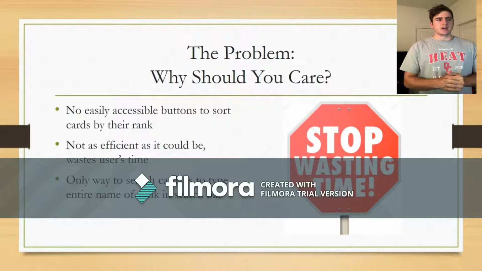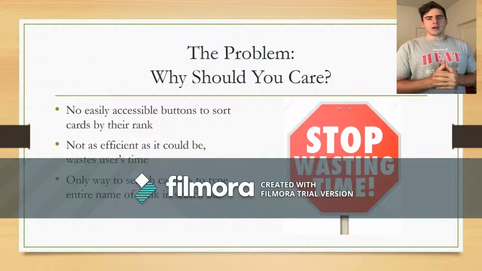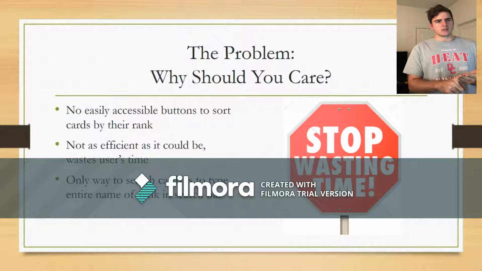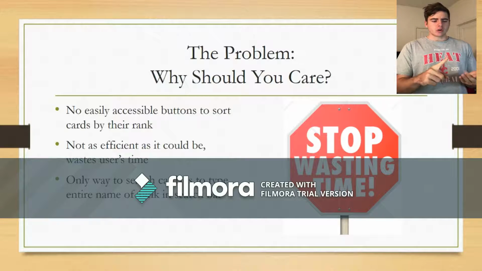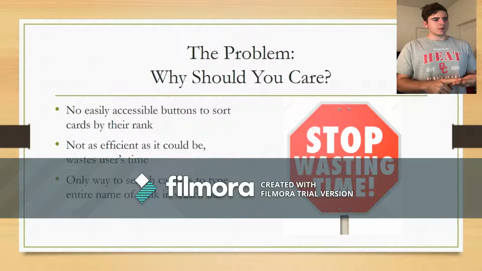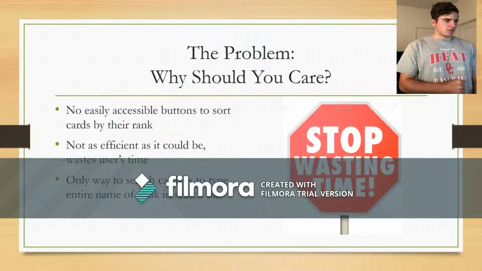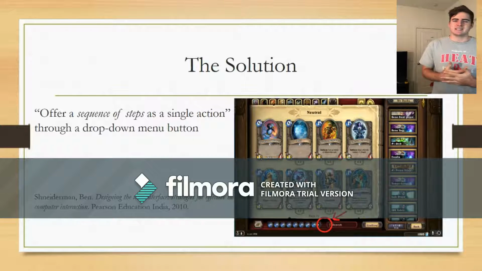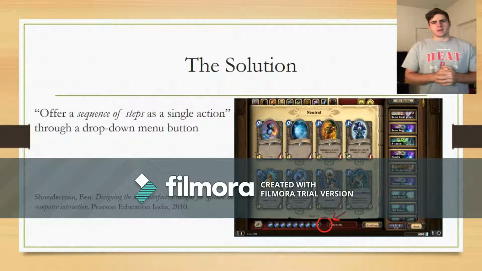So the problem, why should you care? There's no button that's easily accessible for a user to search for a card according to its rank. So in Hearthstone, there's ranks for cards. There's common, rare, legendary, and epic minion cards. So searching for a card according to that, there's currently no option. The only way to do it is to physically type in the search rank that you want to find, which would be like rare, common, legendary, epic. So it is inefficient. The solution: offer a sequence of steps as a single action through a drop-down menu button.